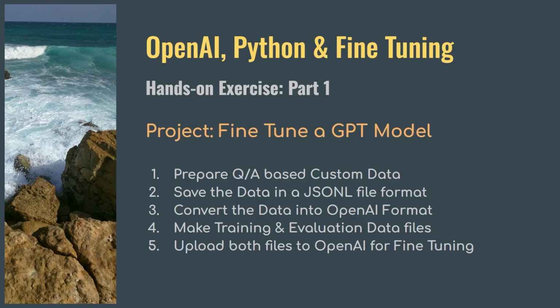We will prepare custom data in a question and answer format. Then we will save our data for use in a JSONL file format. And in step number three, we will convert that data into OpenAI format according to the API docs. Once that's done, in the fourth step, we will divide the data set into two parts. The first would be the training data file, and the second would be the evaluation data file. Then in step five, we will upload both files for processing to OpenAI servers using the API. With that, let's get started.